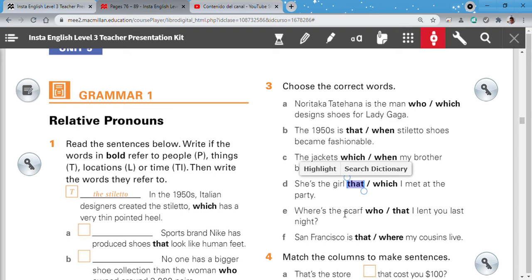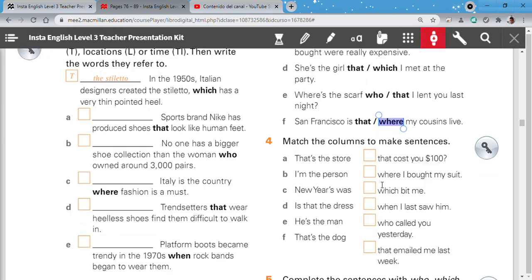Where's the scarf who, or where's the scarf that I lent you last night? That, okay, for thing. San Francisco is that, or San Francisco is where my cousin lives. Of course, where. Okay, now let's see.